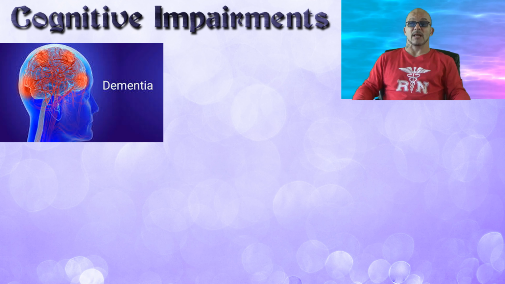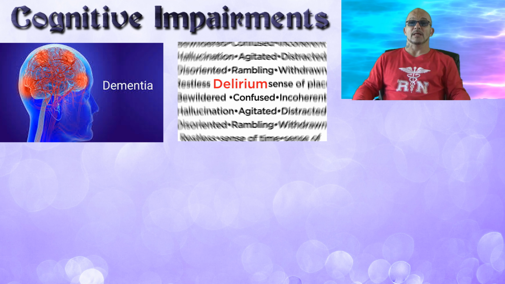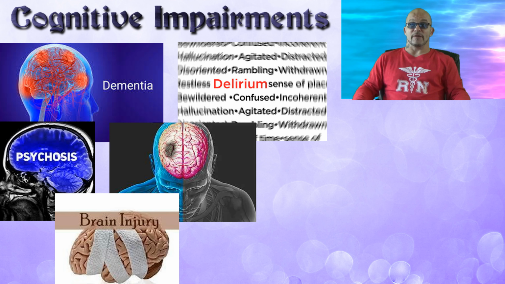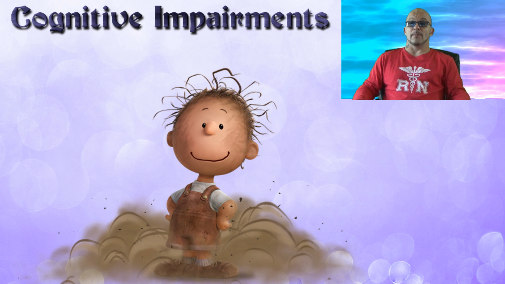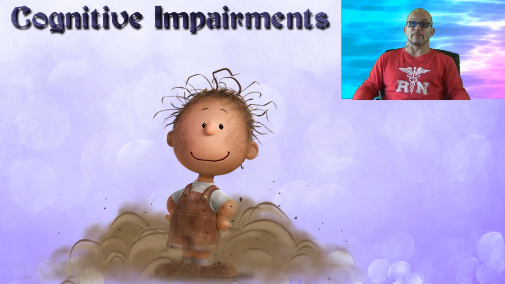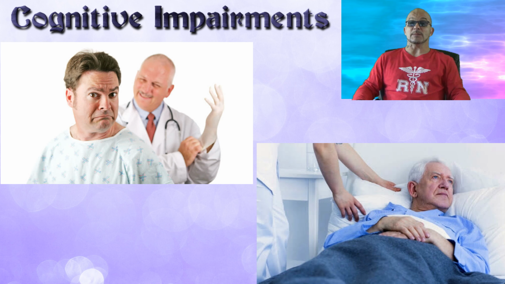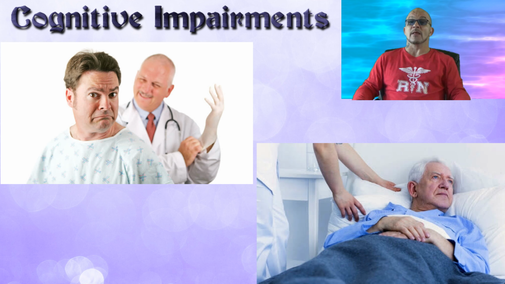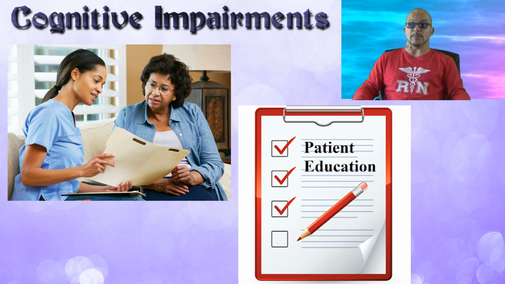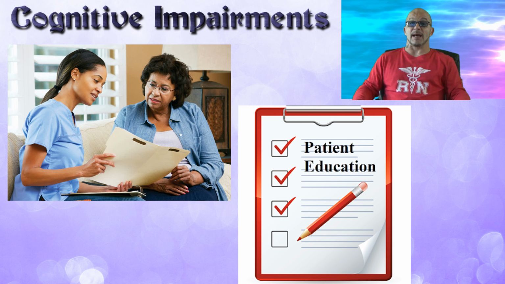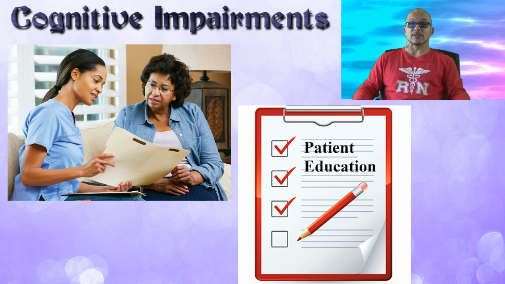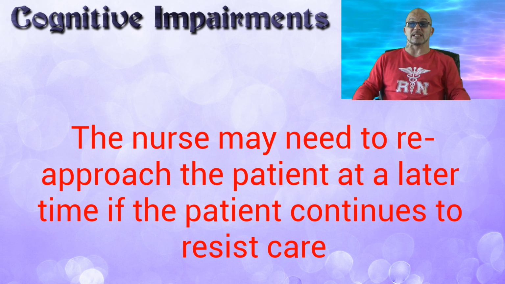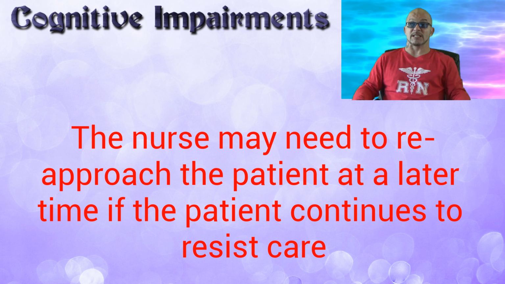Cognitive impairments like dementia, delirium, psychosis, stroke, or brain injury can interfere with proper grooming. The patient may have no concept for the need for hygiene. These patients may be fearful or even resistant to care. The nurse will need to provide these patients with simple step-by-step instructions. We may need to reapproach these patients if the resistance becomes persistent.